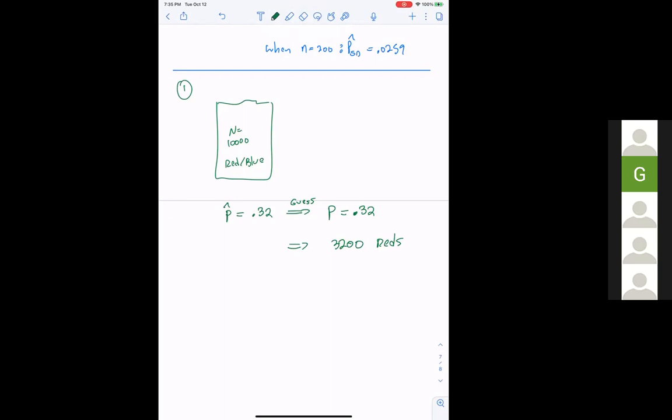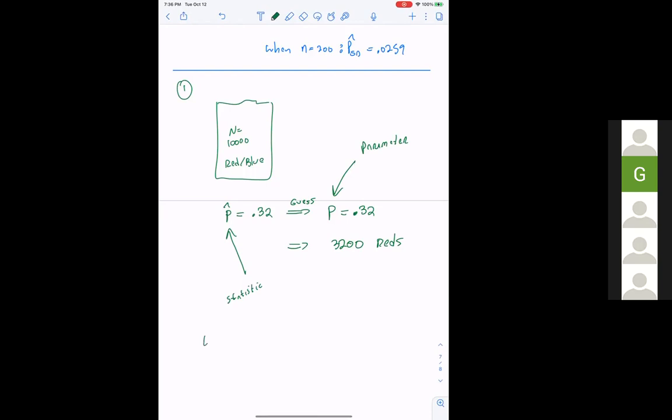Does that make sense? Is this guy a statistic or is that guy a parameter? That would be a statistic. How about that one? How about p? That's a parameter. That's about the entire population. I'm only guessing it's true, but whatever it is, that is a parameter.